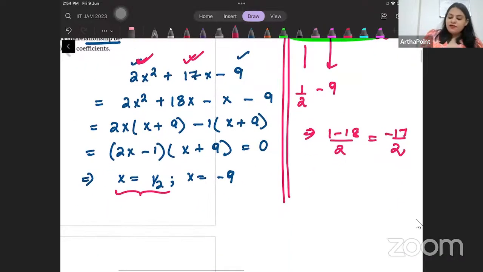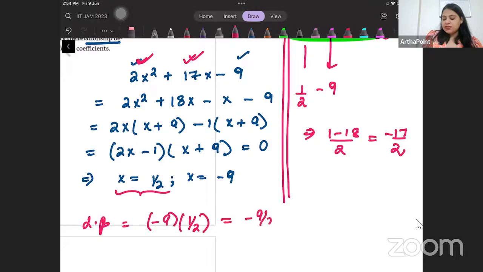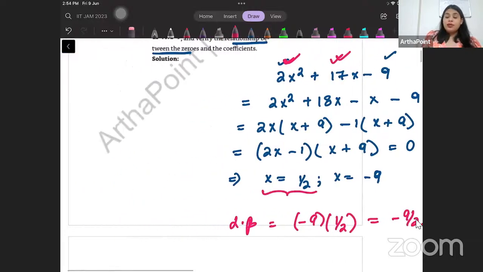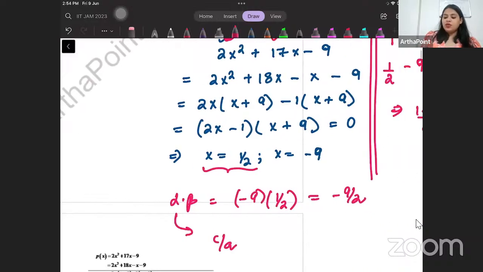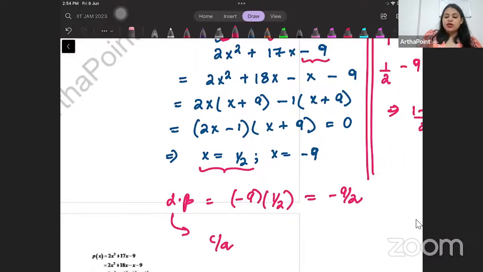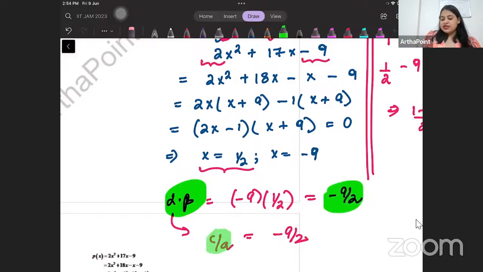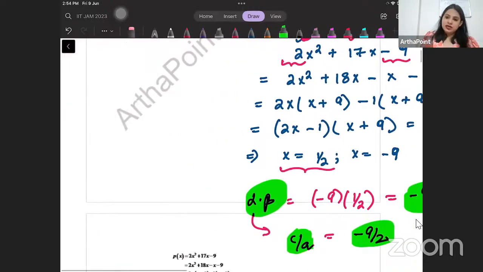What will be alpha into beta? It will be minus 9 into half. That will be minus 9 by 2. And what will be alpha beta from the formula? It should be c by a. What is c? Minus 9. What is a? 2. So it should be minus 9 by 2. So alpha into beta, the product of the zeros, is giving minus 9 by 2, and c by a is also giving minus 9 by 2. So we have verified the relationship.